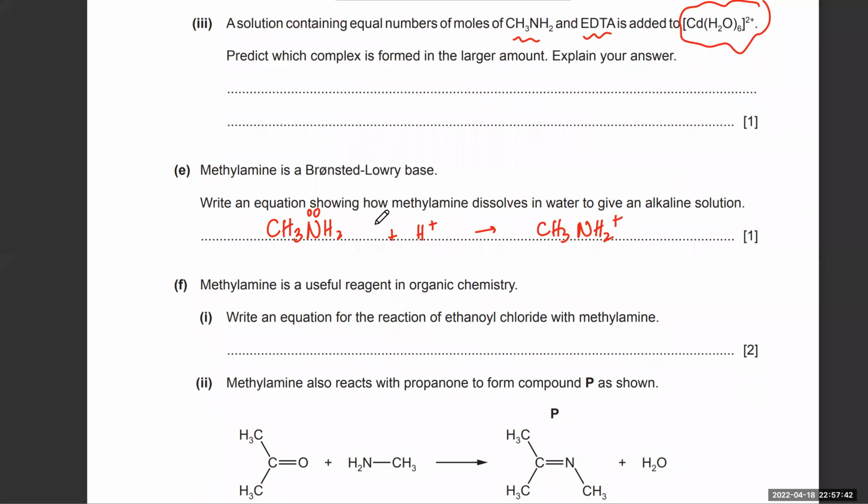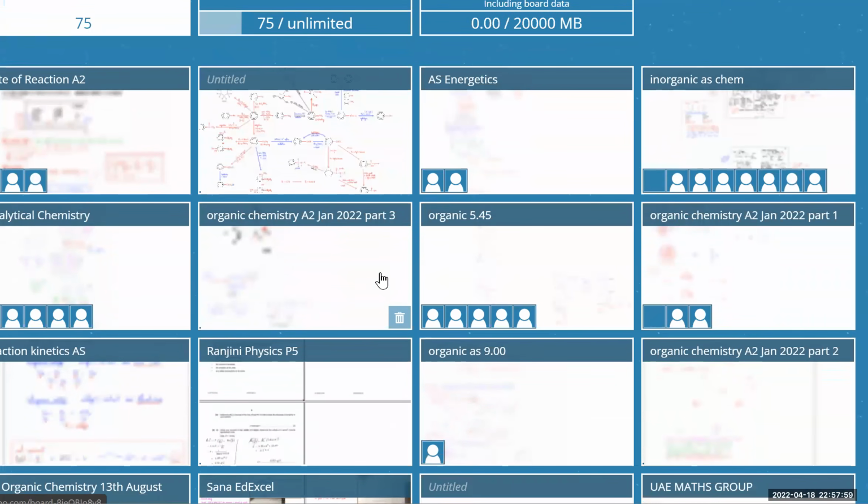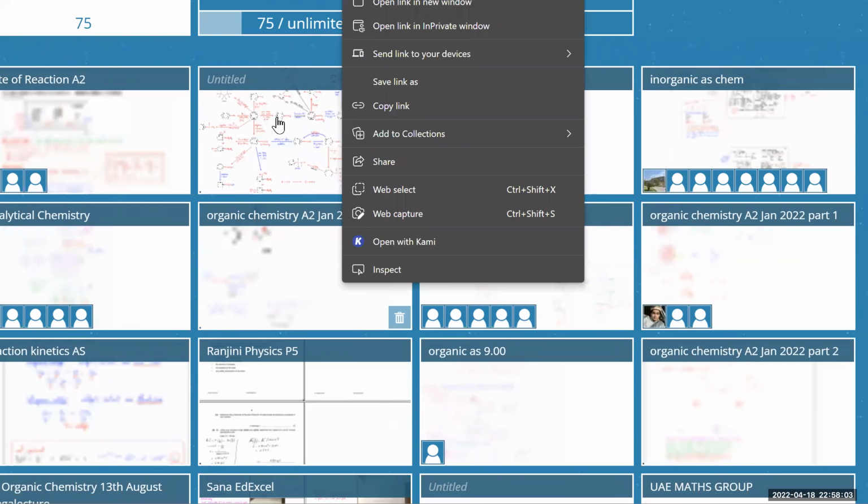Methylamine is a useful reagent in organic chemistry. Write an equation for the reaction of ethanoyl chloride with methylamine. Now that is this thing. Okay, if you look at it, that one is an amide linkage. I'm going to open this one.